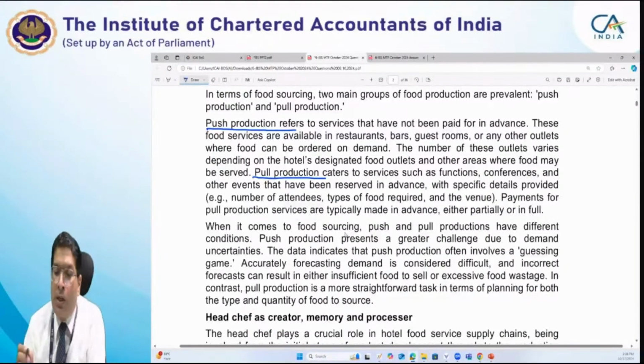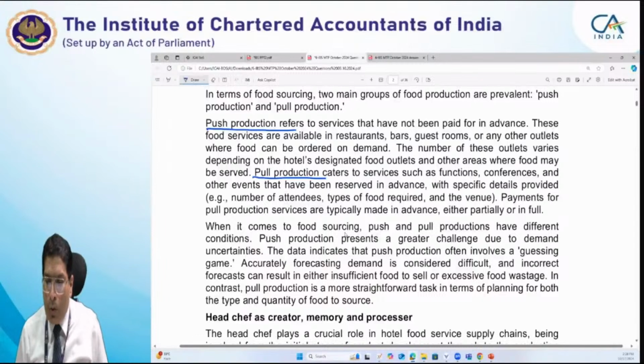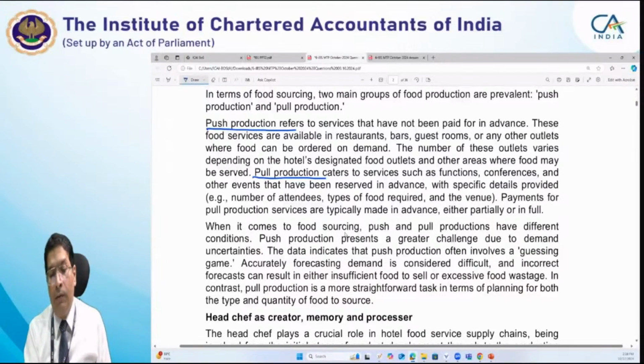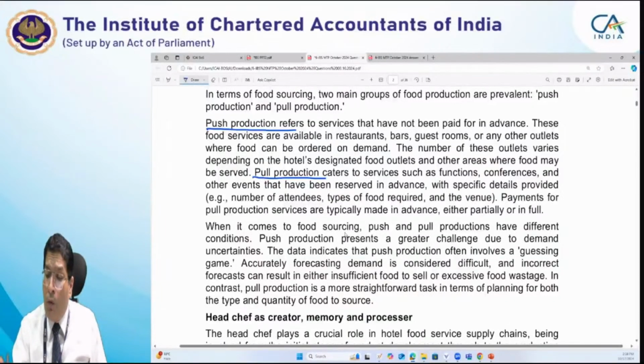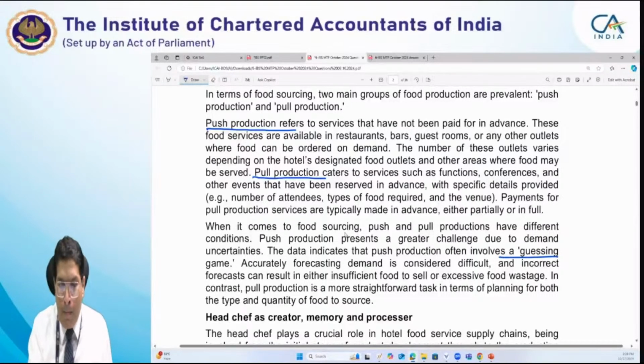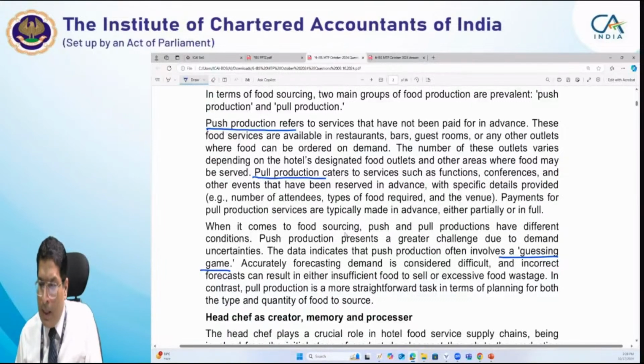Payments for pull production services are typically made in advance, either partially or in full. When it comes to food sourcing, push and pull production have different conditions. Push production presents a greater challenge due to demand uncertainties. What I told you earlier, the data indicates that push production often involves a guessing game. It is very clear. It is a guessing game. You have to guess. Please note down, it is a guessing game.